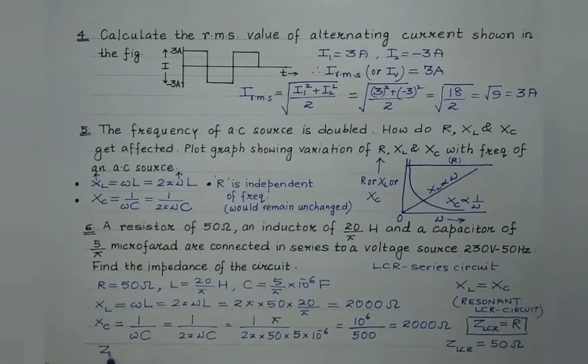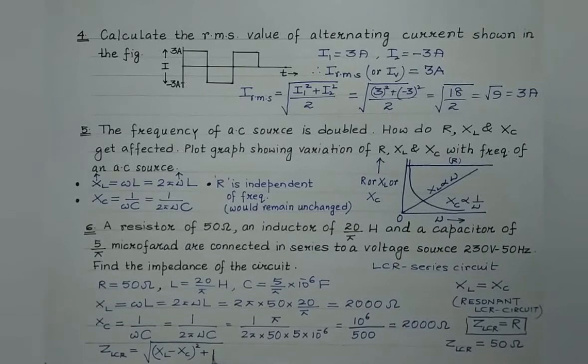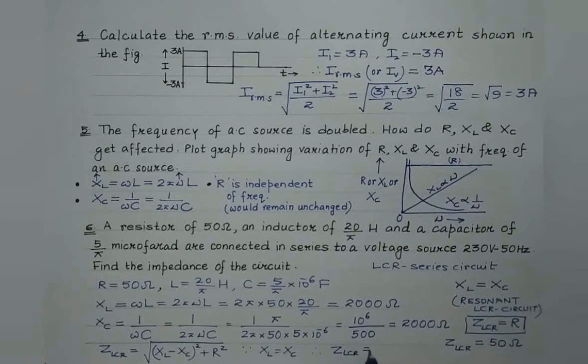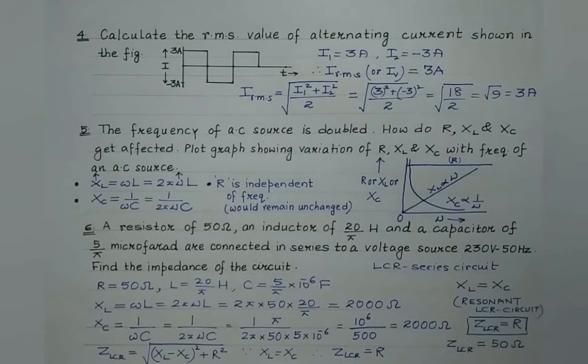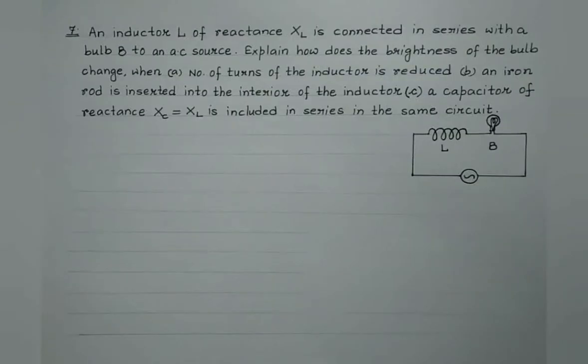We are aware ZLCR is equal to square root of XL minus XC, you can write it as XC minus XL, whole square, plus R square. Now here, since XL is equal to XC, therefore ZLCR would be equal to, it will get cancelled, it will be 0. So square root of R square will give us R. And the value of R is given to be 50 ohm. So that's the answer.